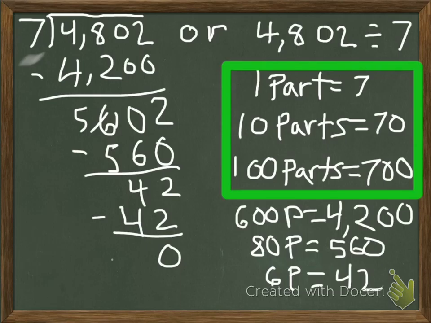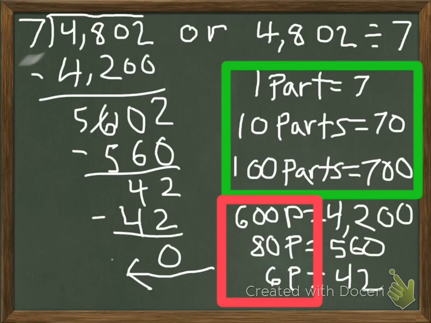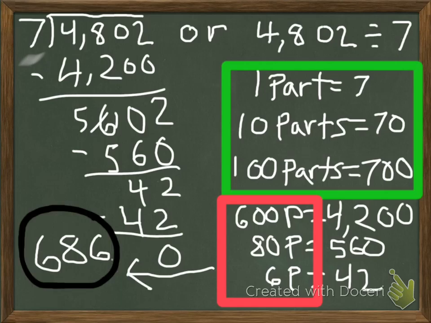If I had a remainder, whatever it would be, I would create it as a fraction. Let's say I had a remainder of 1, it would be 1/7, or if I had a remainder of 3, it would be 3/7 because my part is a 7. So that's what I would do if I had a remainder. Well, how do I know my answer? Well, all I have to do is add up my parts. 600 plus 80 plus 6 equals 686. And that's my answer.